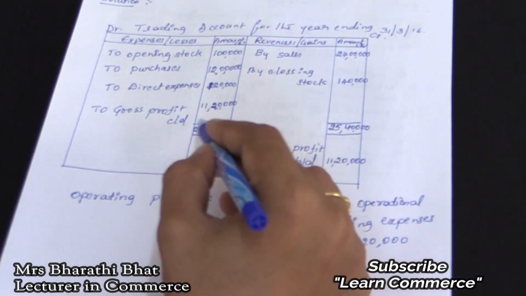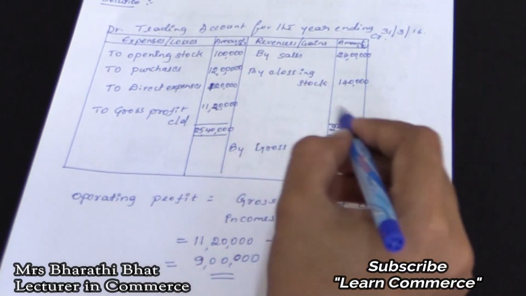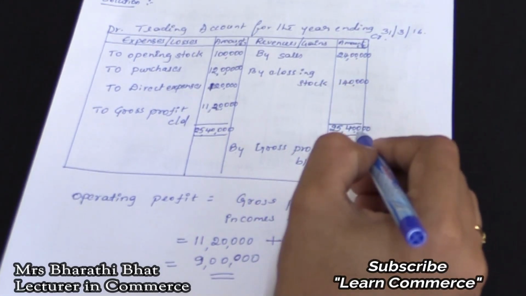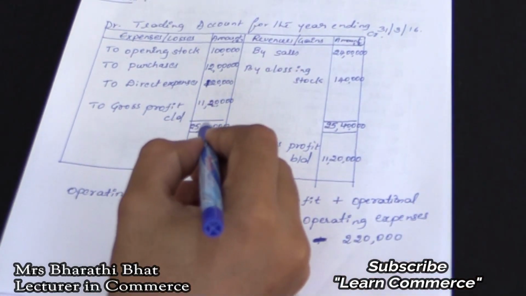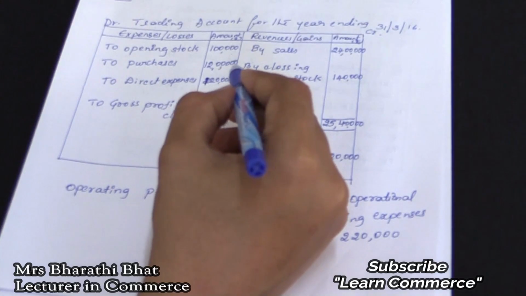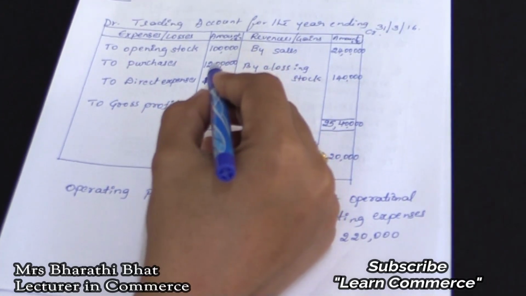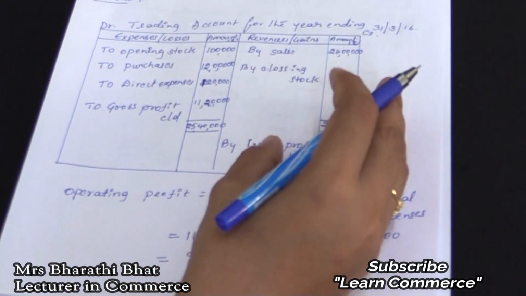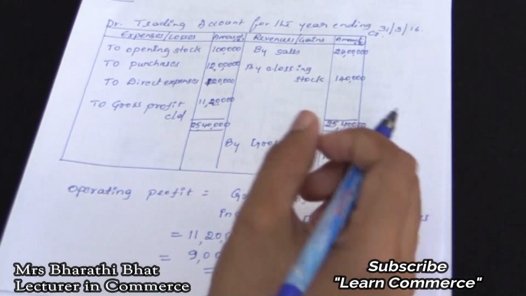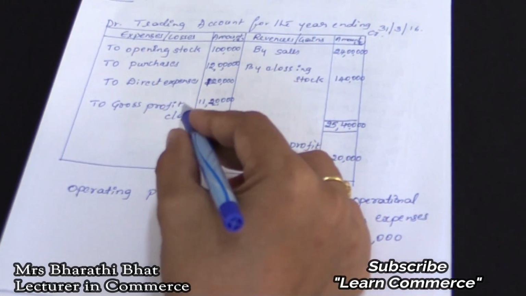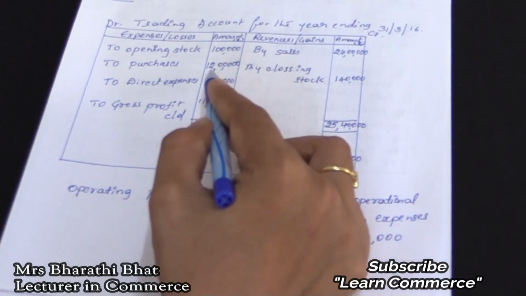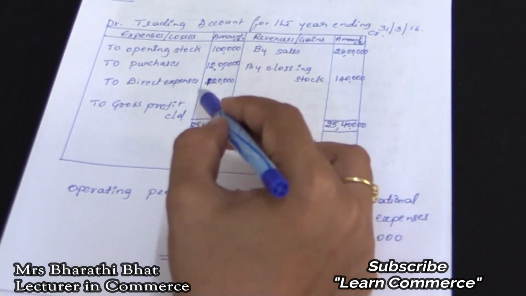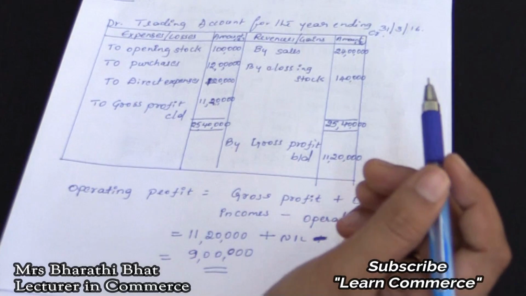So the next step is totaling the greater amount on both sides, 24 lakh plus 1,40,000, 25,40,000. So 25,40,000 minus all these amounts: 1,20,000, 12 lakh, minus 1 lakh. Here also your income is greater than your expense, so it is called gross profit. If sales are greater than your purchases and your direct expenses, then you will get a gross profit amount. So the gross profit amount is 11,20,000.